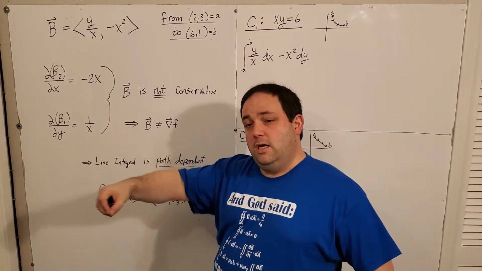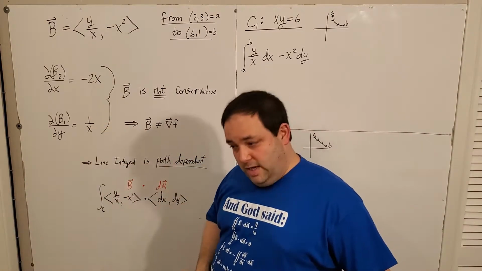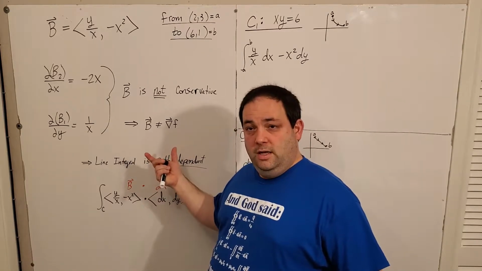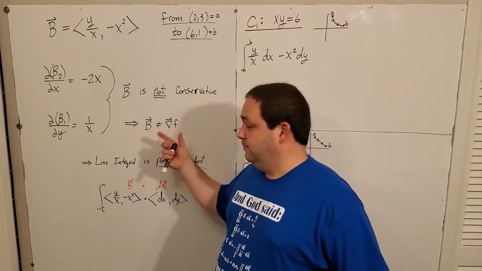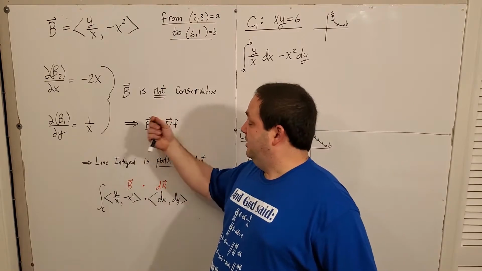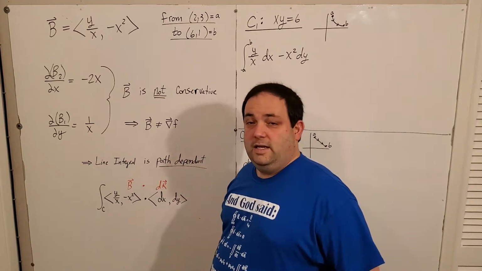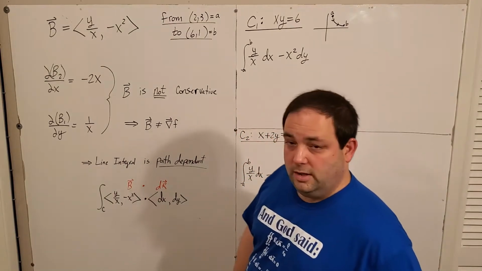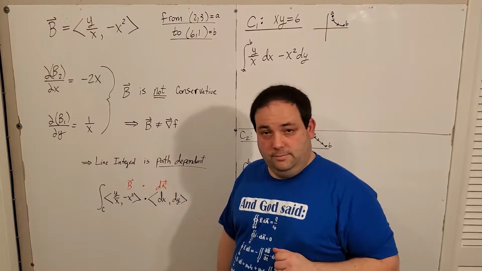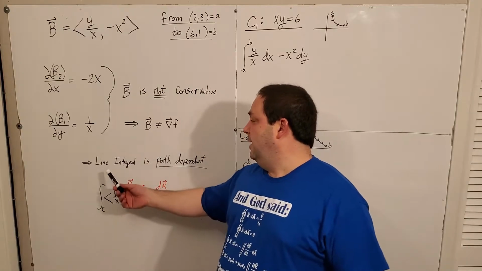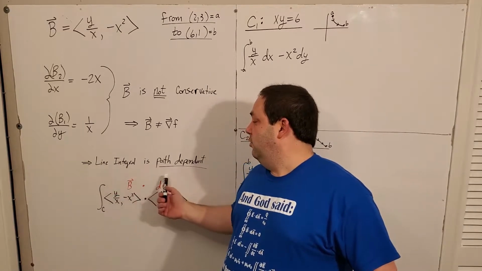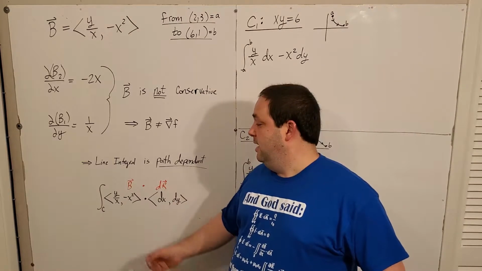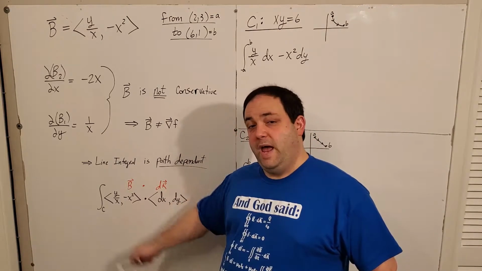If you have a gradient of something, then that field that you get will be conservative. The contrapositive would be true: if I don't have a conservative field, then it can't be a gradient of some function, not one that's continuous anyway, right? So then the line integral is going to end up being path dependent, right? It's going to matter which path I choose.